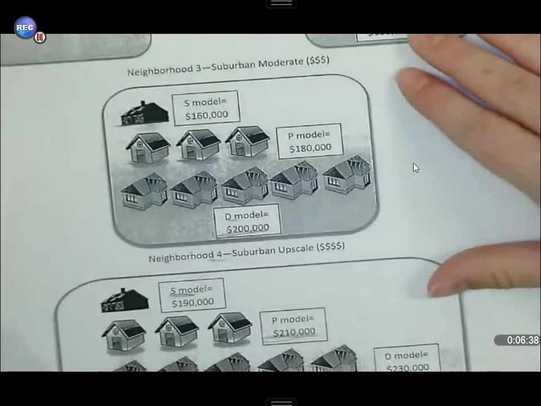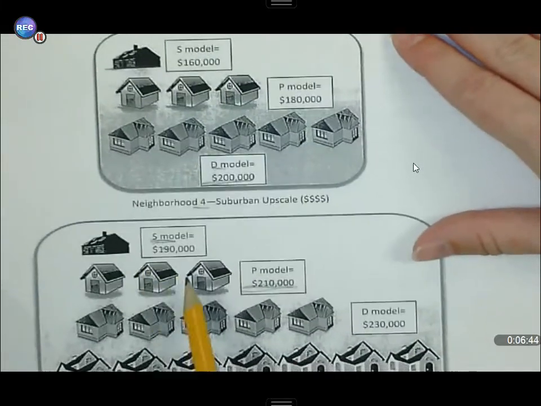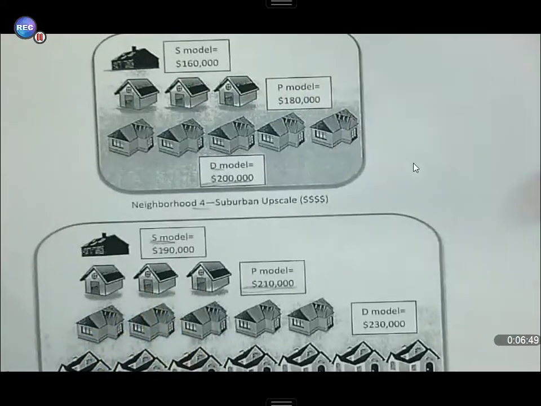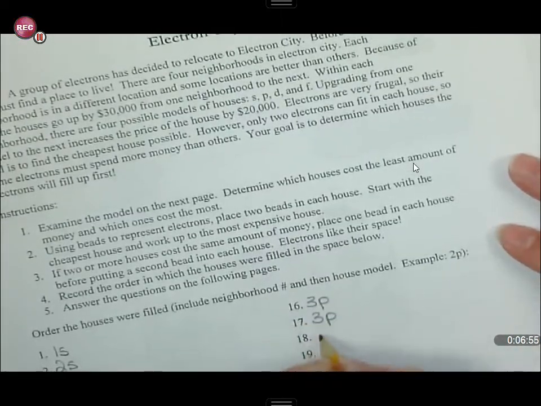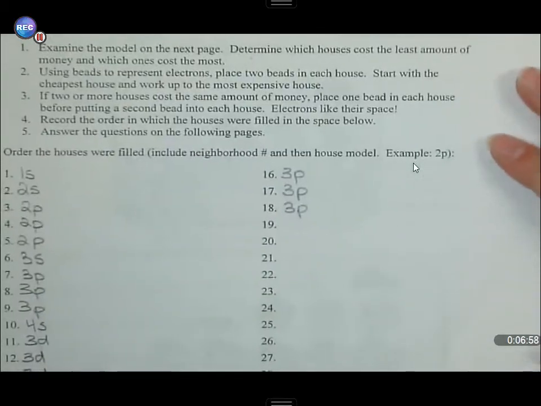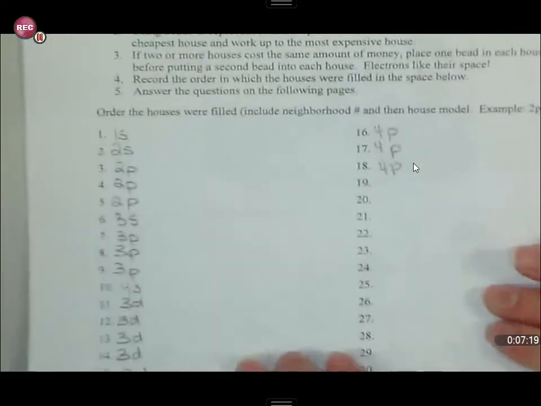Okay, now we're filled up in neighborhood 3. Neighborhood 4, we've already filled the S model, so we're going to do the P's, right? So, how many P's are there? 1, 2, 3. There's 3 P models. So, 3P, 3P, 3P. Wouldn't it be 4P? Oh, yeah, 4P. Thank you, ma'am. 4P is correct. I'm sorry. Thank you for correcting me. Okay, 4P.